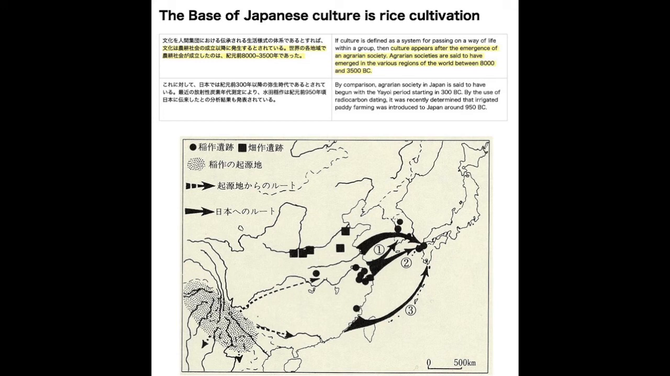Page 21-2. The base of Japanese culture. The culture appears after the emergence of an agrarian society. Agrarian societies are said to have emerged in the various regions of the world between 8000 and 3500 BC. By comparison, agrarian society in Japan is said to have begun with the Edo period starting in 300 BC. By the use of radiocarbon dating, it was recently determined that irrigated paddy farming was introduced to Japan around 950 BC.